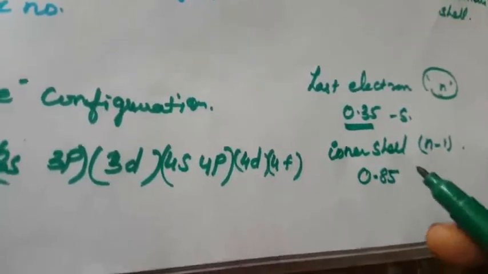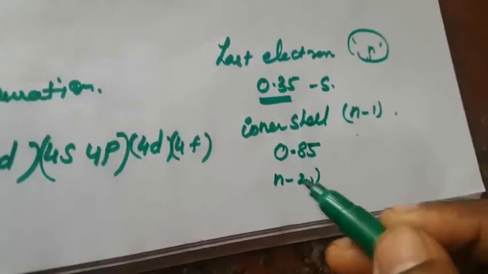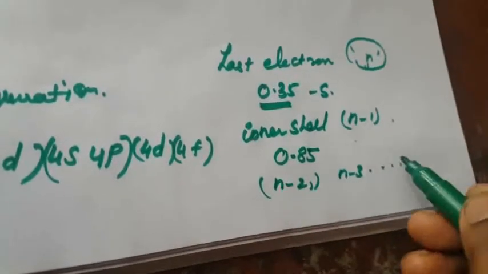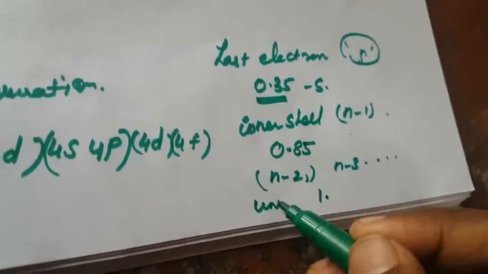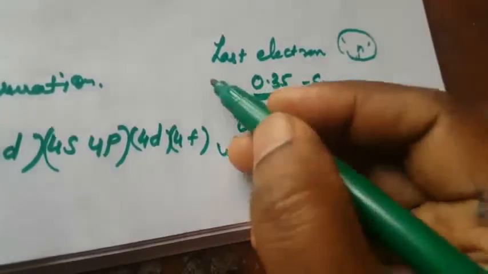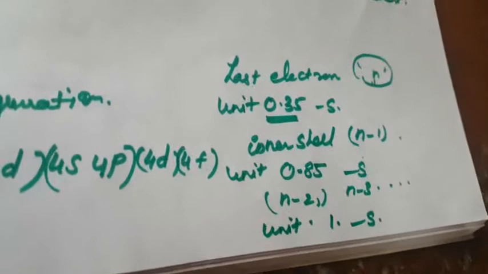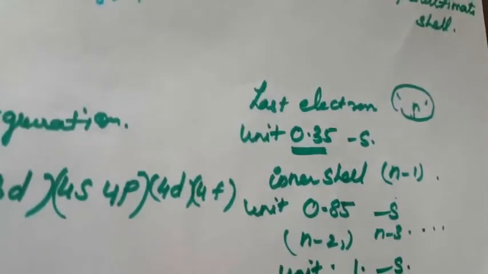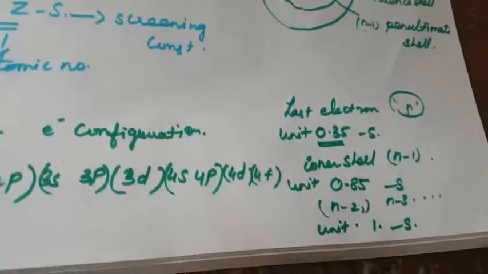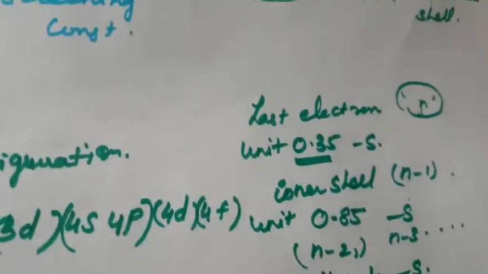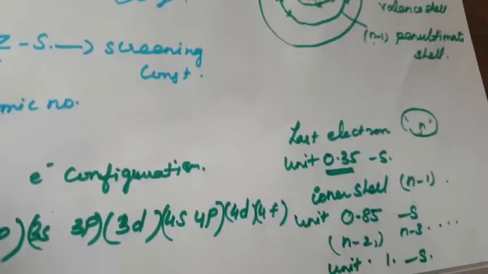Each electron after the nth shell and n-1 shell, that is n-2, n-3, and all the remaining shells, the unit of the nuclear charge value is 1. This is the screening value, 1. Likewise, for each electron in the d or f orbitals in the shielding effect, the value is also 1. After that, you add all those values, and that is called the screening constant or screening effect.